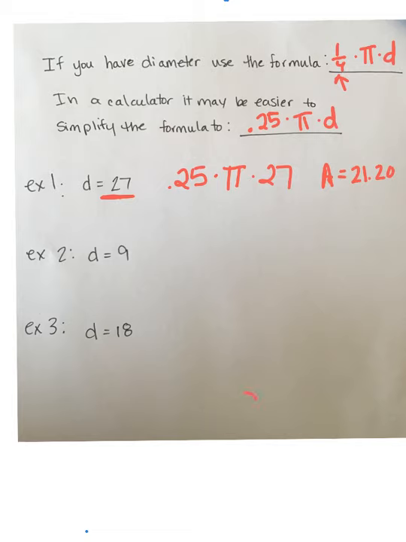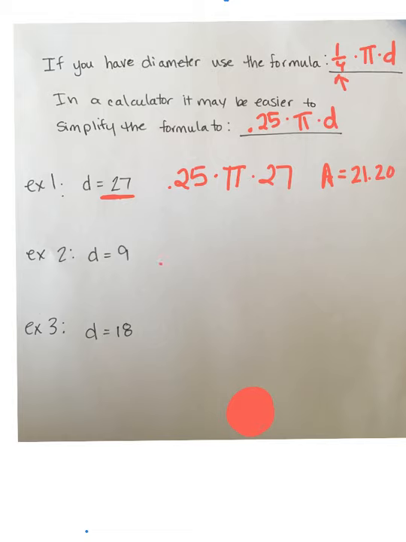Now remember, I'm just going to give you a little drawing down here. We're talking about circles. So when I'm talking about area, I'm talking about the entire space that it fills. So if the diameter across was 27, let's say it was 27 feet, the whole inside would be 21.20 square feet instead of just feet across.